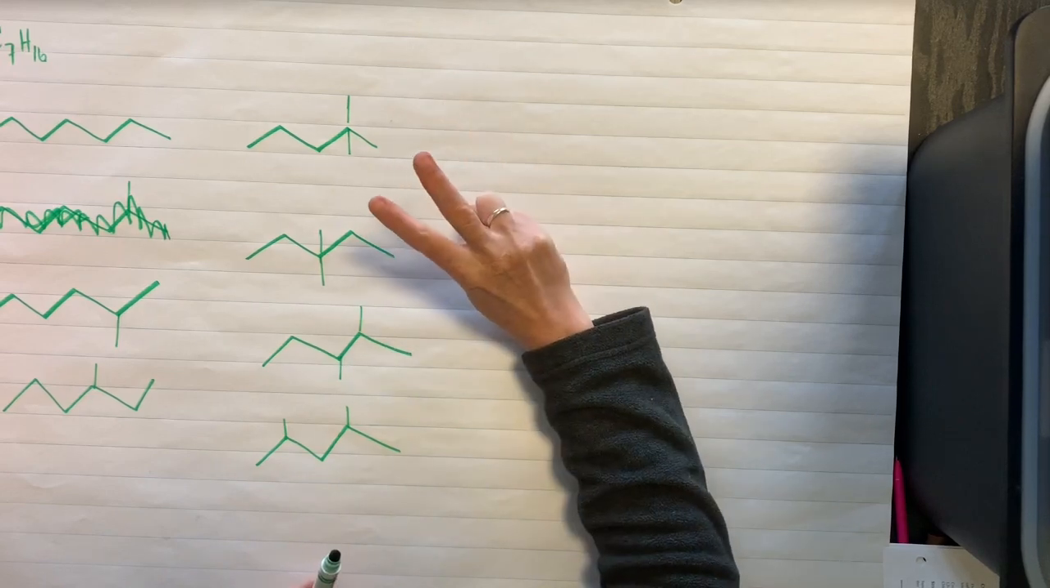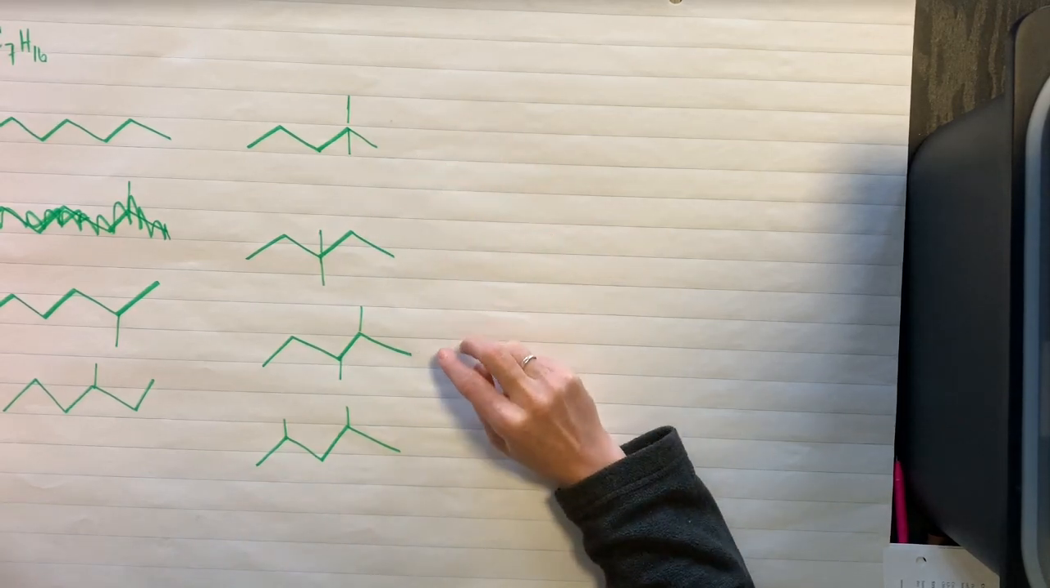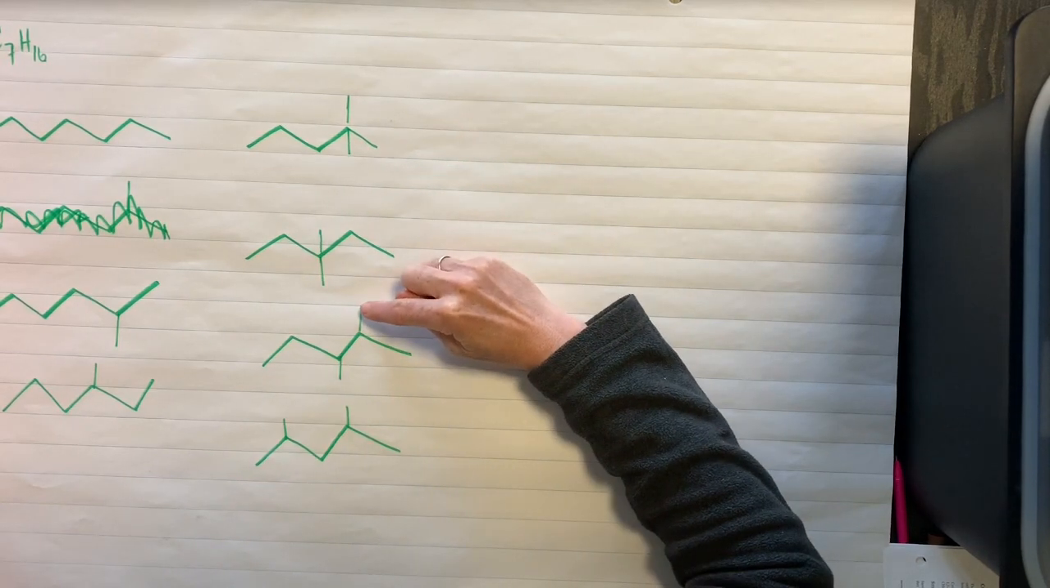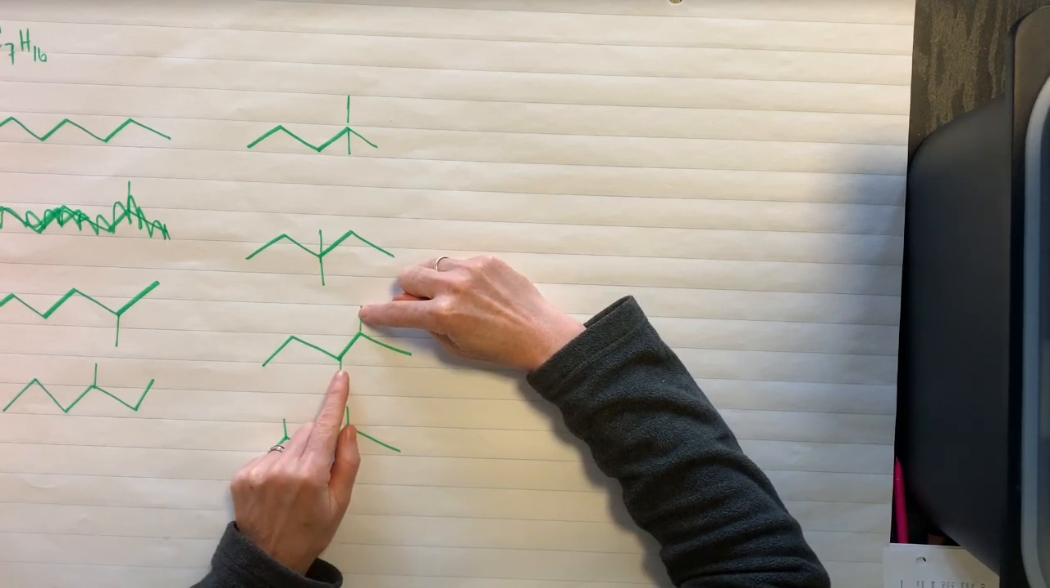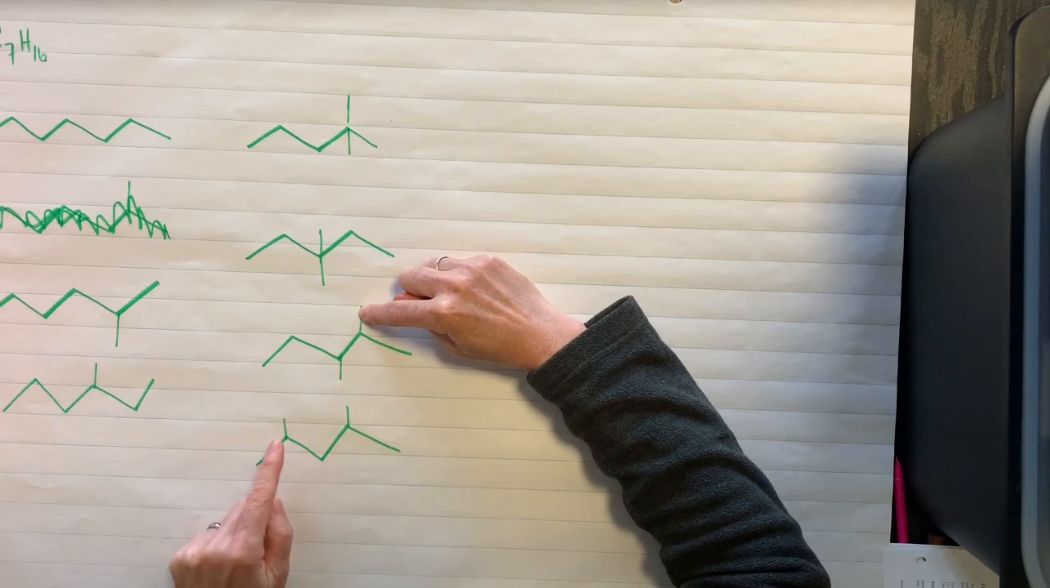Now I'm going to take 2 off and I'm going to move them singly. I'm going to put a methyl group on the 2, and I'm going to move the other methyl group to the 3 position and the 4 position. So that's about all that I can do there.